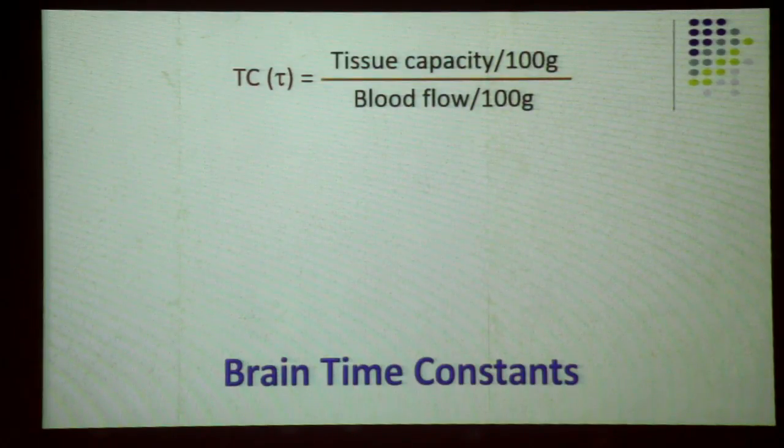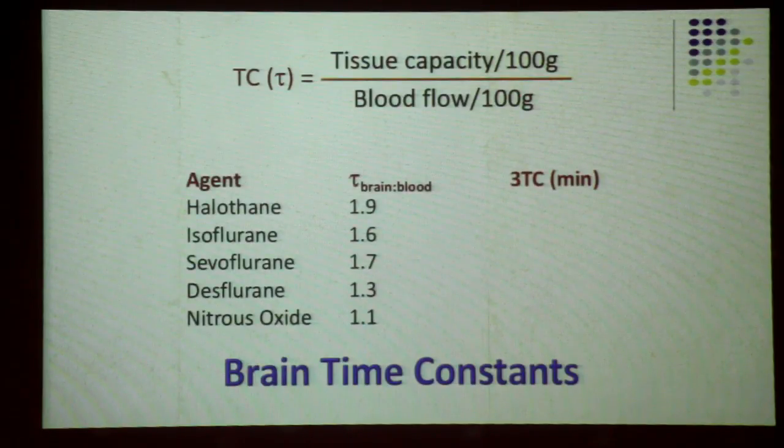Now let's come to the brain. What about the concentration in the brain? What is the time constant? Again, we relate to the same formula, the tissue capacity or volume and the blood flow to the brain. So let's take about 100 grams. So what is the time constant there?